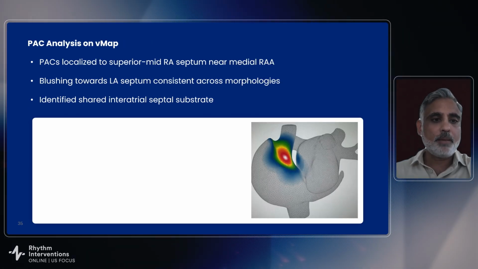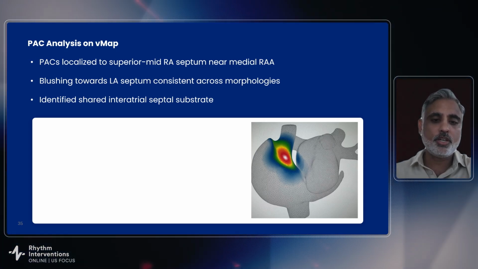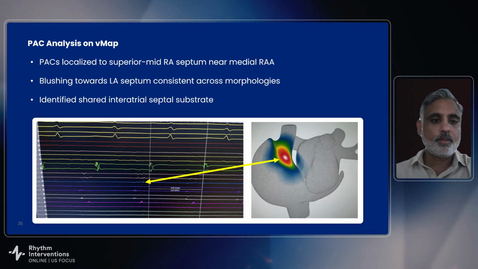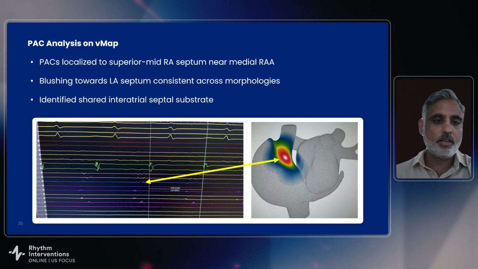So if you look at the first map, the initial PACs localized to the septal RA-SVC junction with some blanching to the left atrium, and all 3 morphologies map to the same location. And this is a corresponding electrogram in the area. This is in the right atrial septum. So you can see there's some fractionation and some early activation in that area.